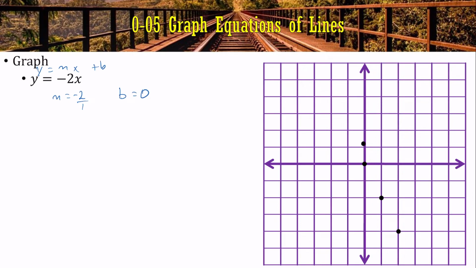Maybe again. Or we could go backwards. Instead, we could go up 2 and 1 to the left. You get a whole bunch of points that way and draw a line through them. Let's try another one.